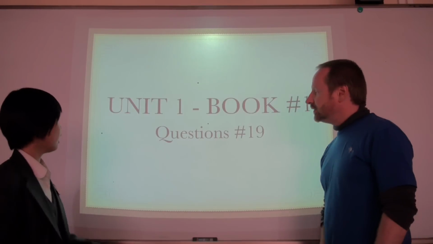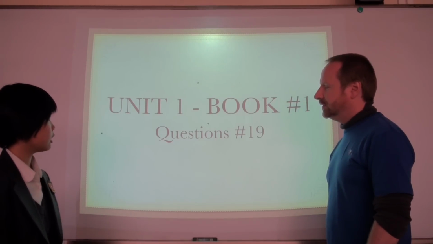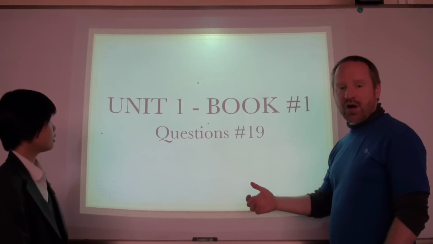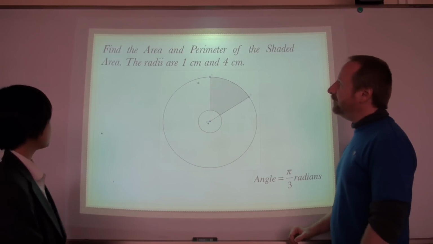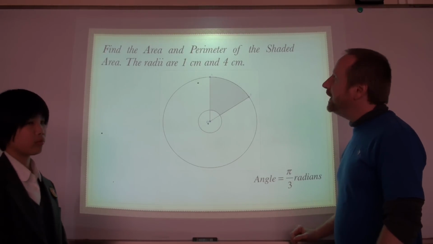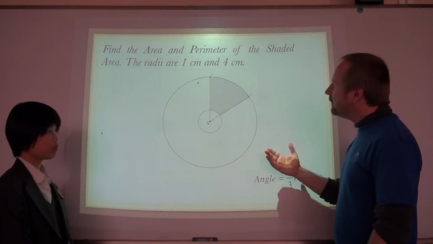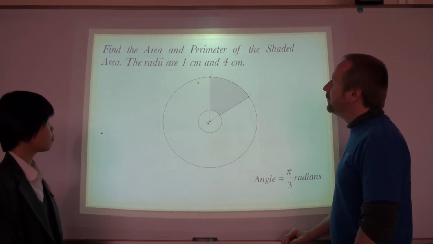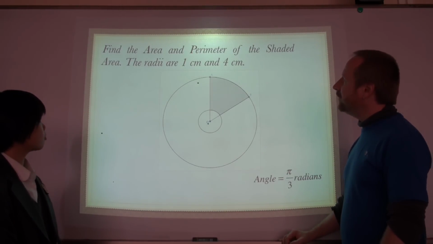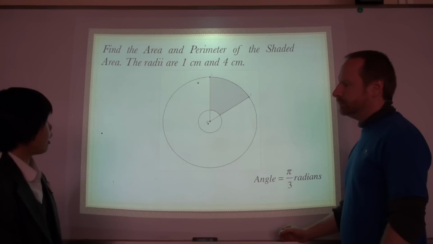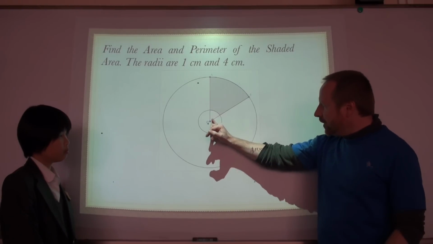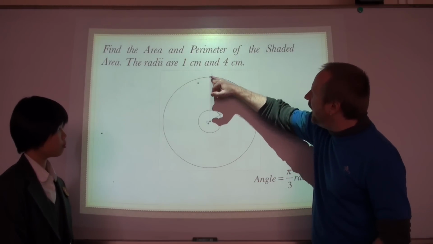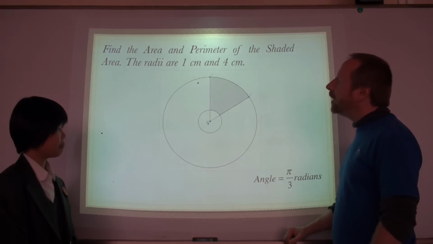Oh, Mr. Gurnick, I didn't get number 19. Okay, let's take a look at question number 19. Okay, so for this question we have to find both the area and perimeter of a shaded area. Notice that the information given to us is what? Radii, 1 centimeter and 4 centimeter. Okay, so very good. So this is going to be 1, and then from O to A or O to B is going to be 4.